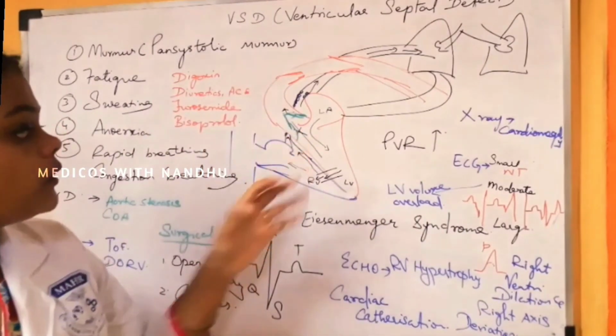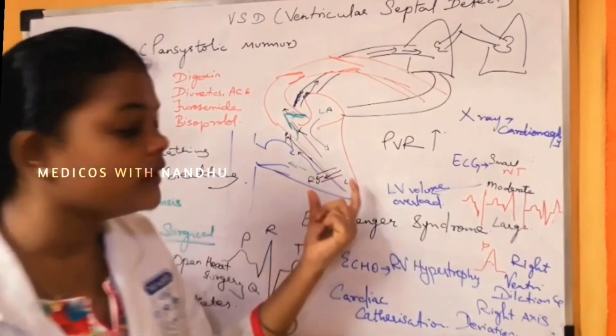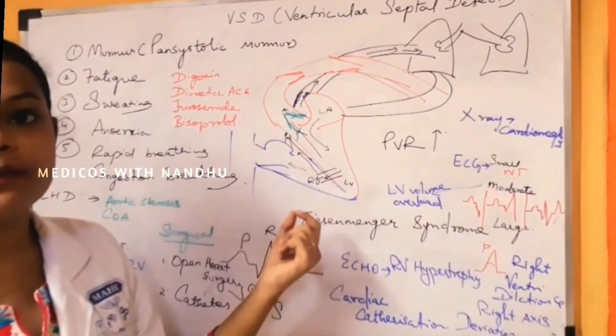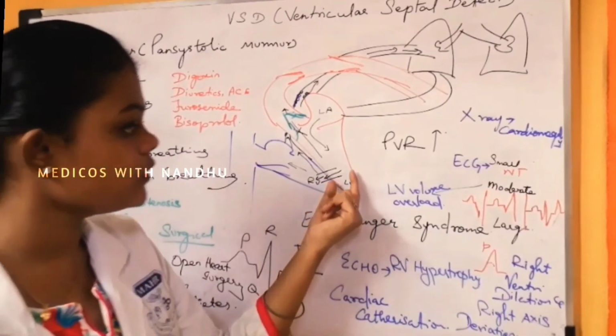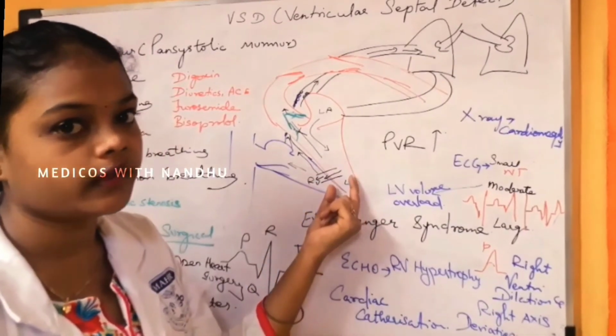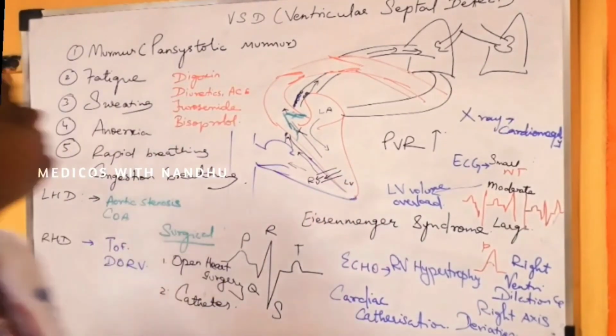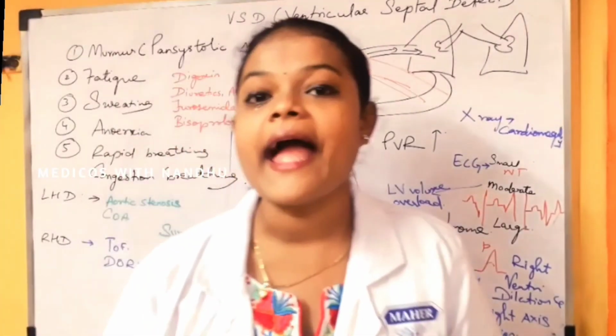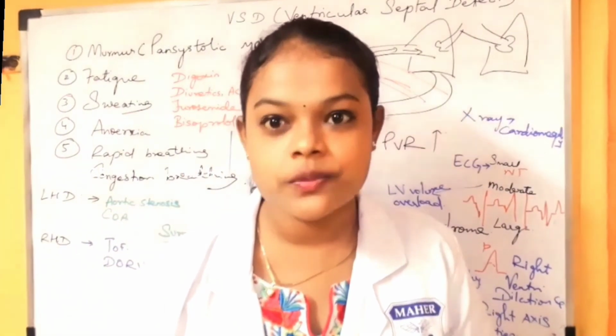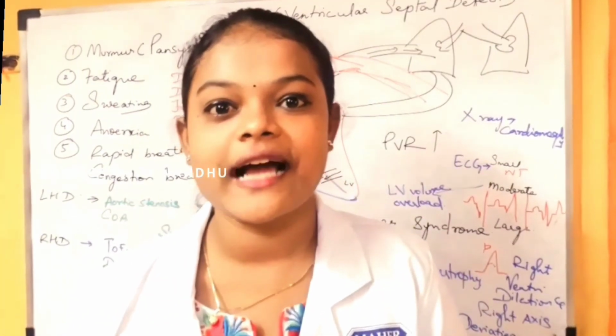I will tell about the VSD. Interventricular septum will be there. So the blood will be flowing from left ventricle to the right ventricle. This is okay, and I will see you in the next video with another congenital heart disease.